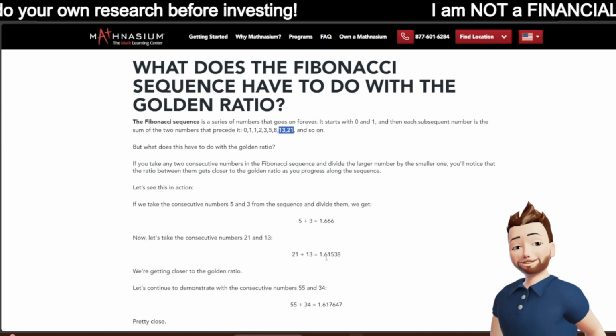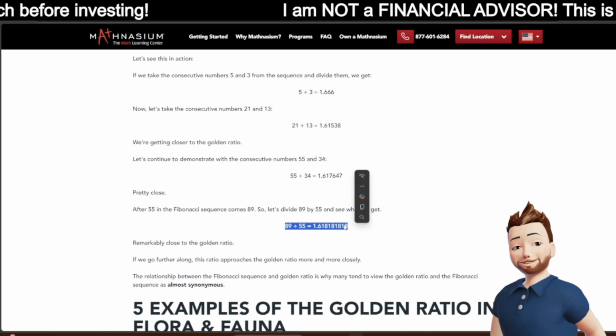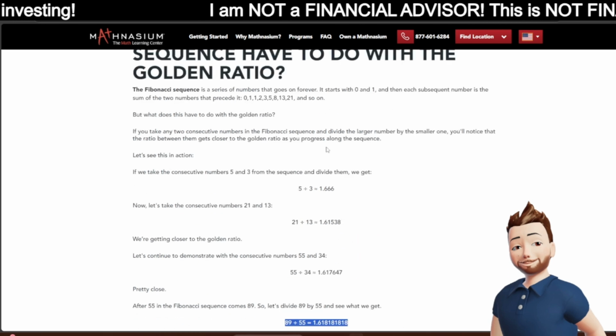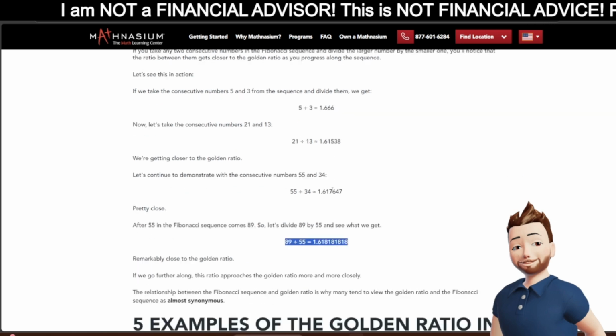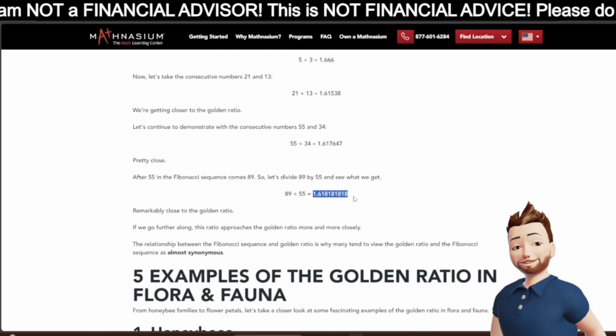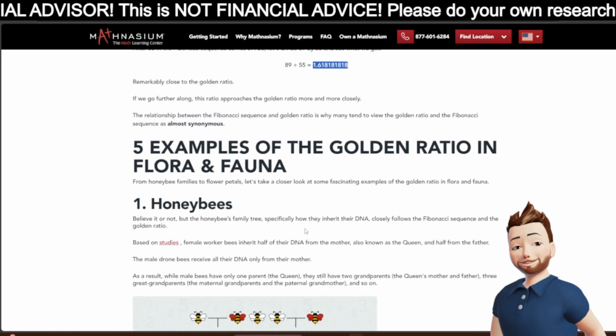Divide those, you get 1.615, and you can keep going and going. Even if, for example, 89 divided by 55, which are two consecutive numbers, if you keep following this sequence, gives you basically the golden ratio of 1.618, and so on and so forth. And you do see it in real life.